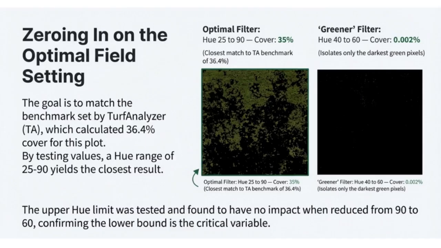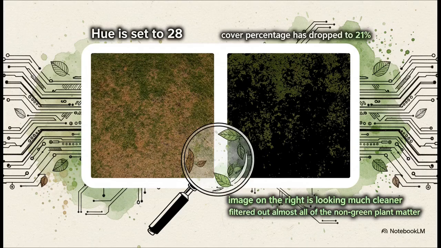Let's jump ahead a few steps. Now we've set the hue to 28, and wow, what a difference. The cover percentage has dropped all the way to 21%, and that image on the right is looking so much cleaner. We've managed to filter out almost all of the stuff we don't want.